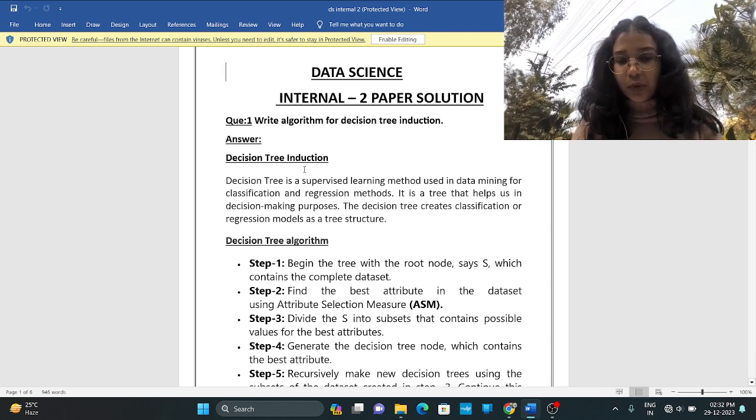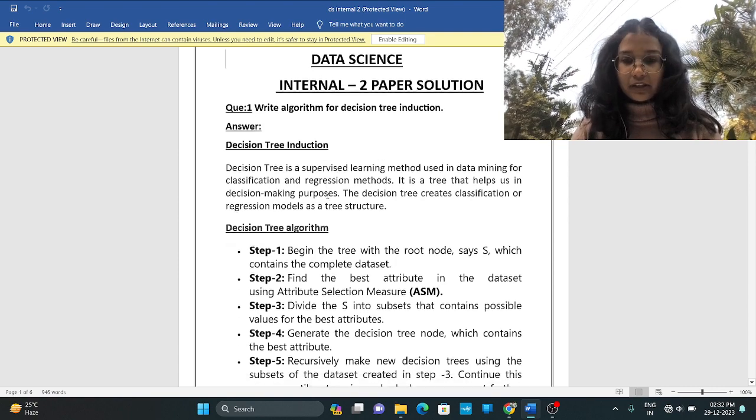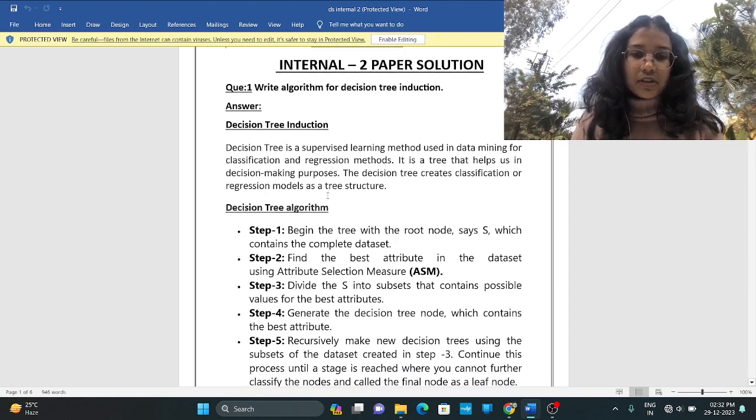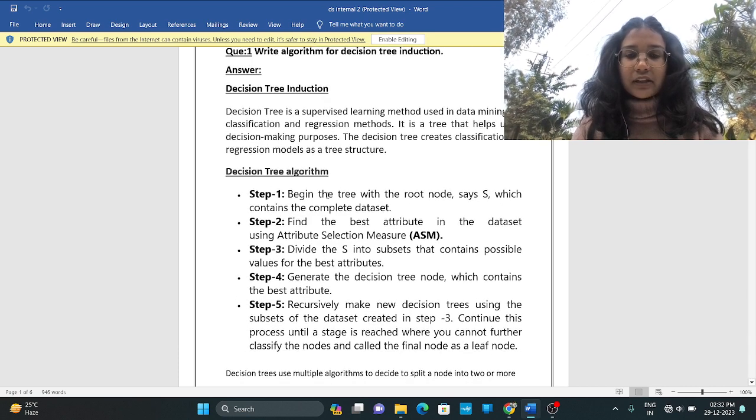Decision tree is a supervised learning method used in data mining for classification and regression methods. It is a tree that helps us in decision making purposes. The decision tree creates classification or regression model as a tree structure. Decision tree algorithm. Step 1. Begin the tree with the root node, say S, which contains the complete dataset.